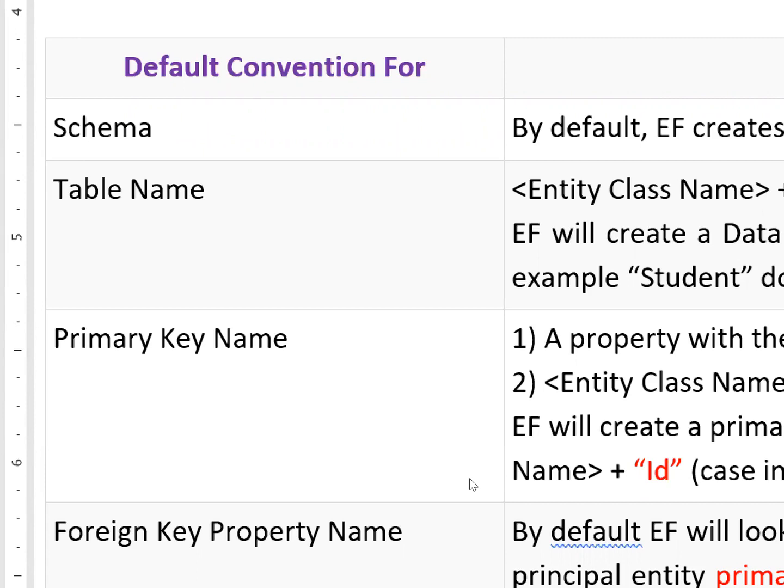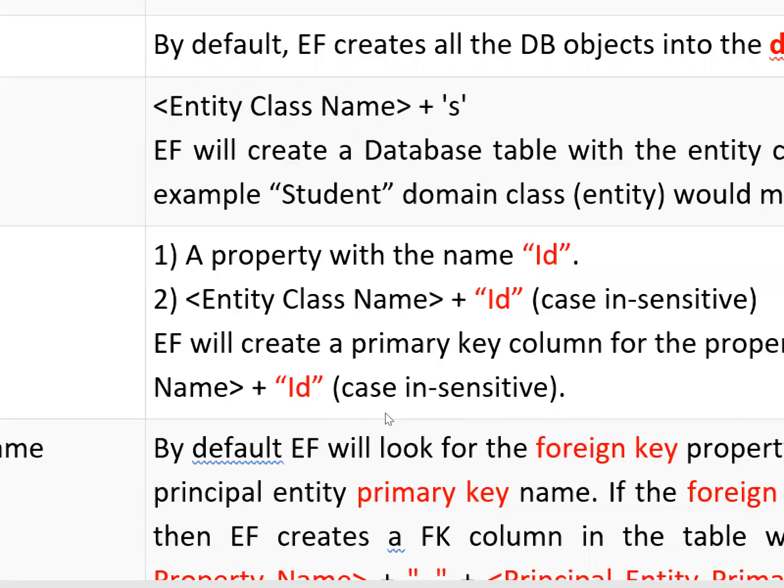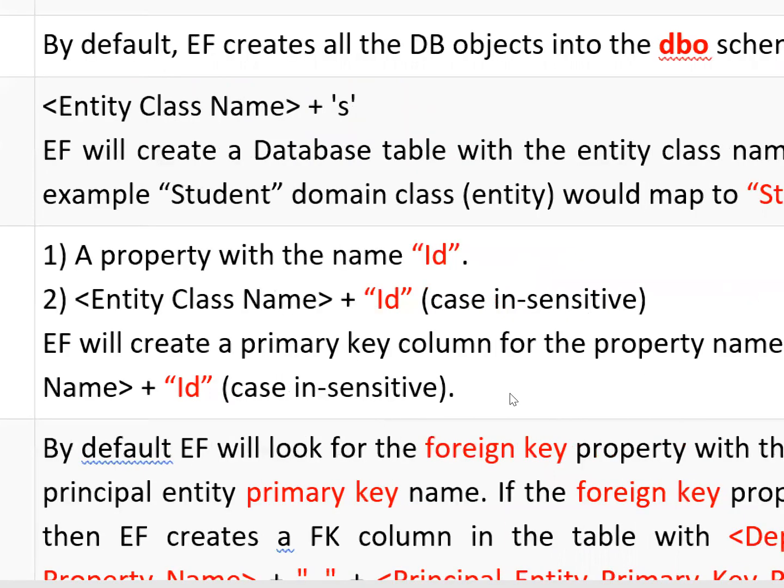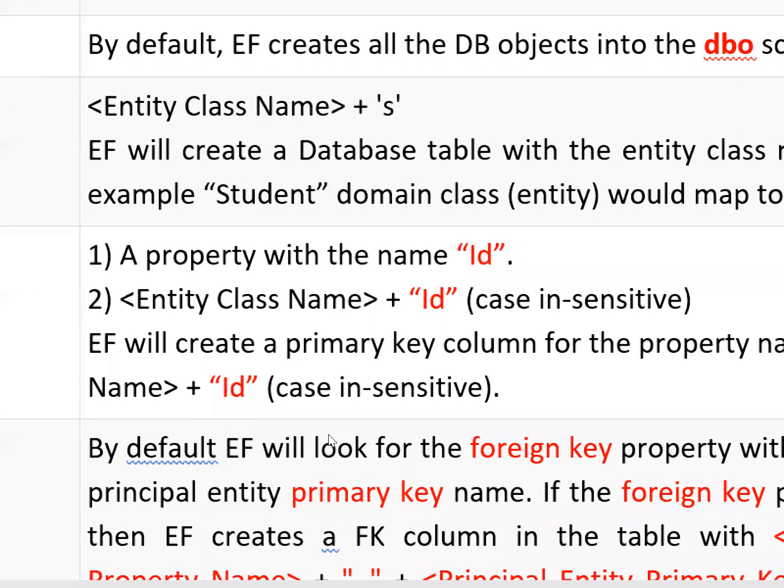So see, for the primary key column, first option, a property with the name ID. Second option, entity class name plus ID, case insensitive, not case sensitive here. EF will create a primary key column for the property named ID or entity name plus ID. Did you get my point? In the Product table I gave the name as ID. In the Category table I gave it as CategoryID. And I did not tell it anywhere, but automatically those columns became the primary key columns.